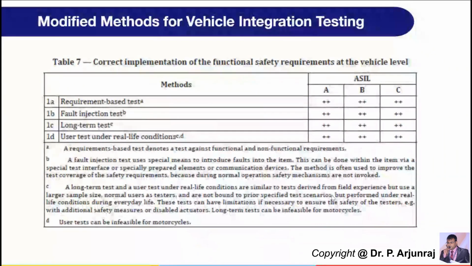These tests can also have limitations if necessary to ensure the safety of tests. For example, if you are going with additional safety features, or if you have some actuators, and you are disabling them, how is it going to perform? But one more problem is that long-term tests can be infeasible for some applications, for the motorcycle, and user tests can also be infeasible for motorcycle. It also depends on the real life conditions during everyday life. Going beyond certain assumptions, testing is also infeasible, because the OEM is not ready to take the risk. It's not just testing alone, it also calls for the safety of the person who is testing as well.